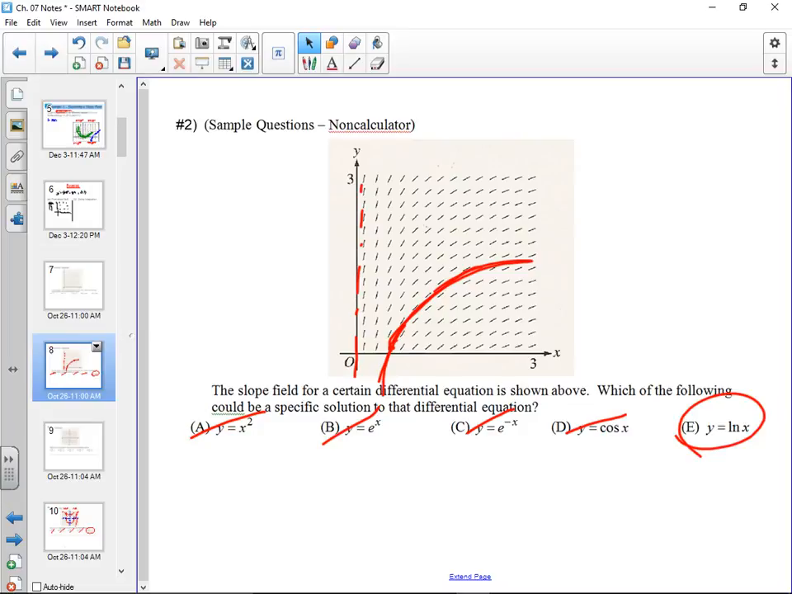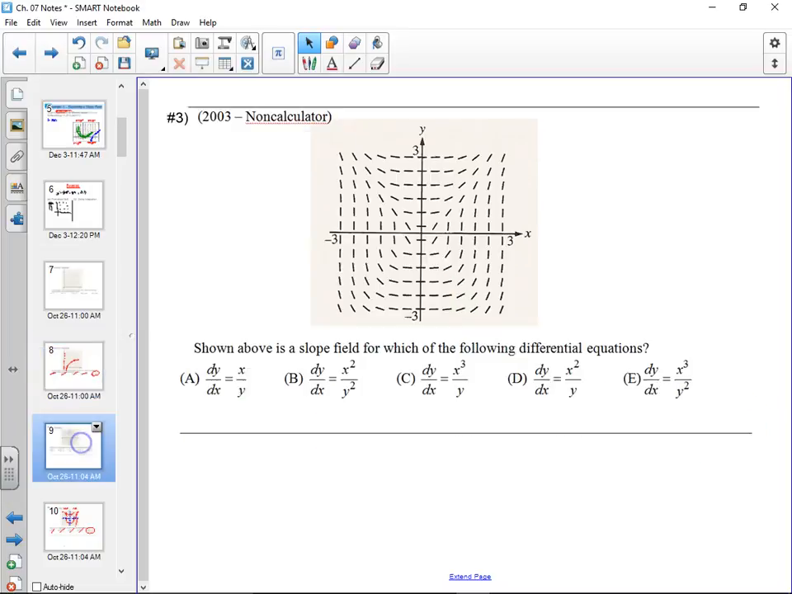Then we went ahead and tried one other one. So why don't you go ahead and ponder this one. Pause it just for a little bit and think through how to match this new slope field to its differential equation. Remember, think about the slopes, not necessarily the flow.